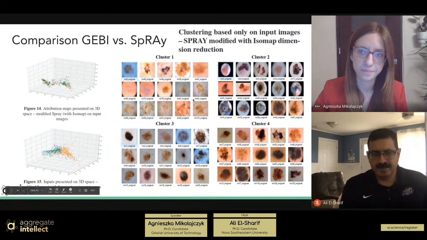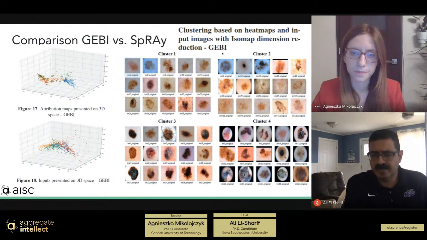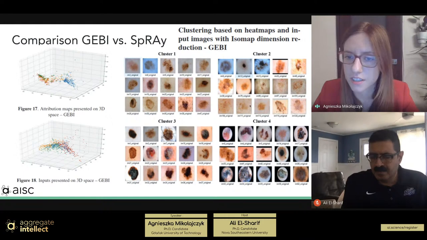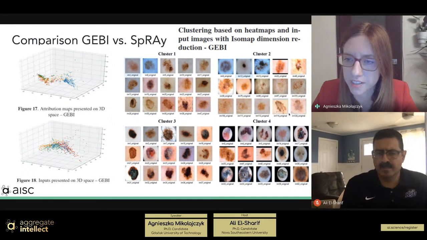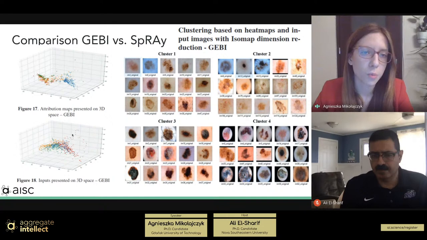Finally, clustering based on both heat maps and input images with Isomap dimensionality reduction, so it's the GEBI method. In cluster first, we achieved, again, light lesions quite well separated. Cluster second, we can see here ruler marks. And cluster fourth has almost all images with black frames. As you can see, here images are better separated.